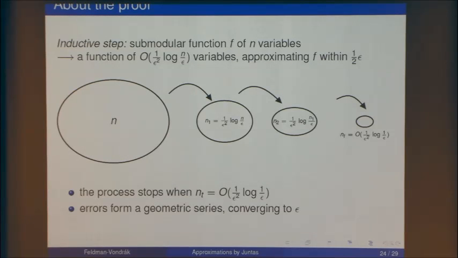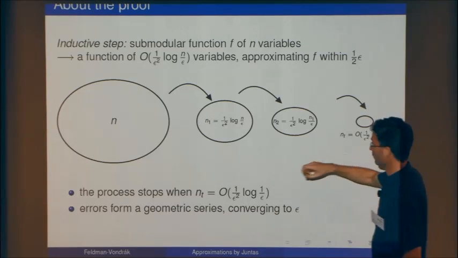So, okay, how do we prove this? The proof is an inductive proof. The basic step is to prove that if you have a function of n variables, then I can replace it by a function that depends only on 1 over epsilon squared times log n variables, and the error is bounded by epsilon. There's something like 1/2 epsilon.